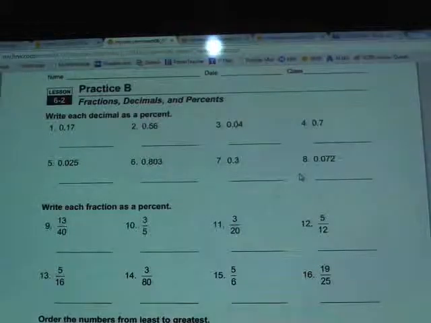This is the homework helper for Chapter 6, Section 2 in the 7th grade textbook entitled Fractions, Decimals, and Percents.